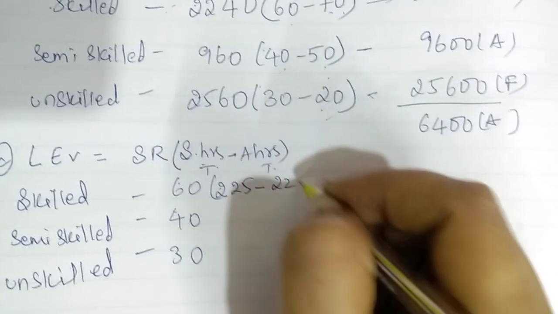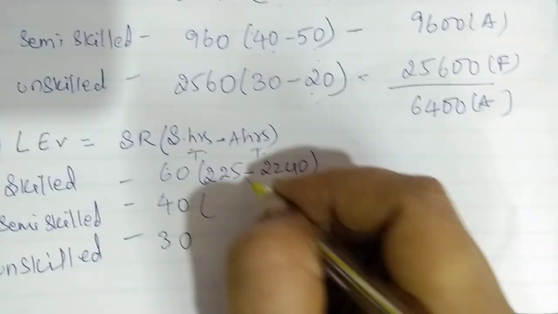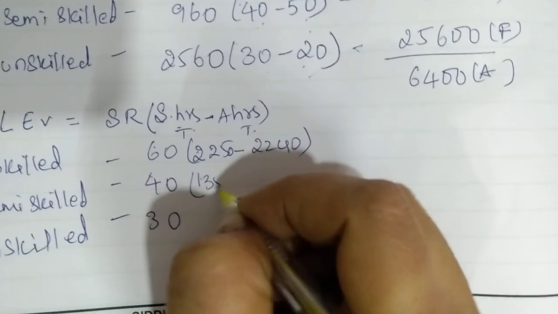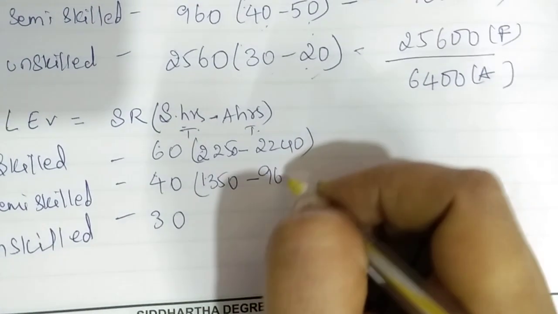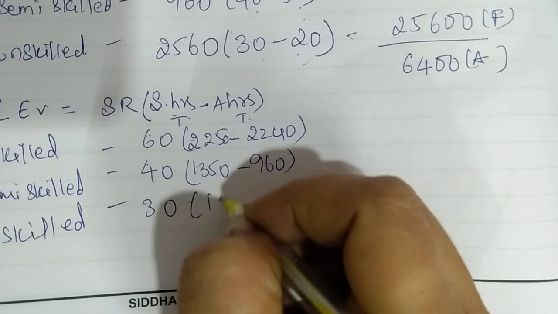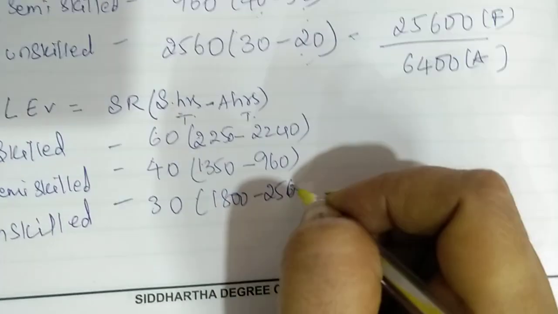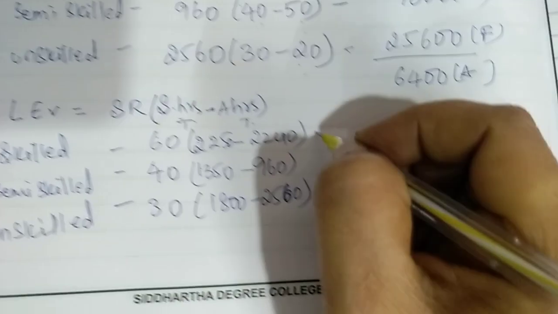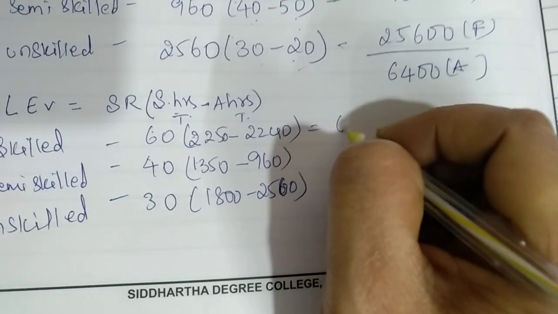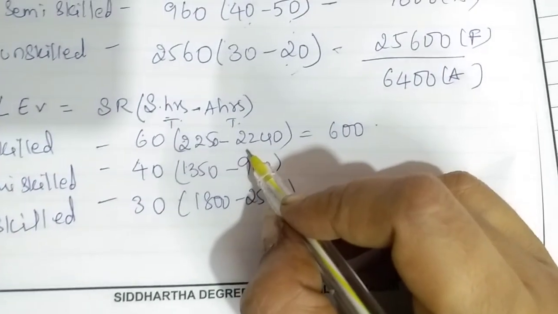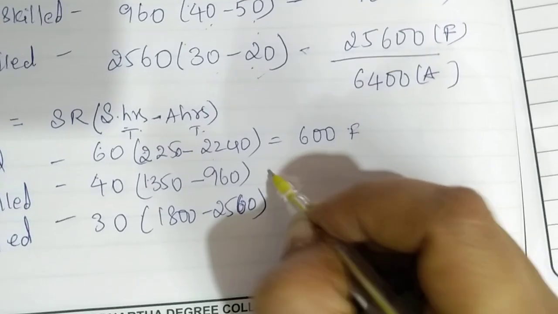2250 minus 2240. Second one is 1350 minus 960. And the last one is 1800 minus 2560. So that's how I'm going to get it: the first one is 250 here, 440 here. So that's the reason it is going to be favorable.